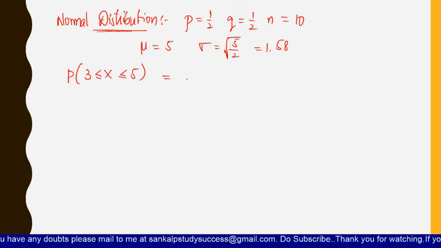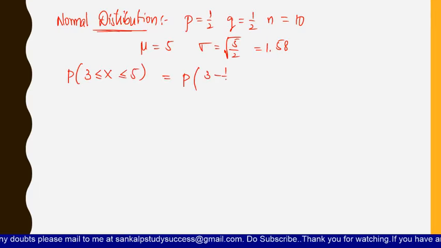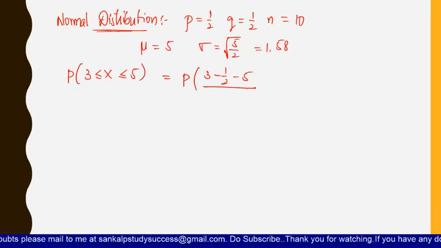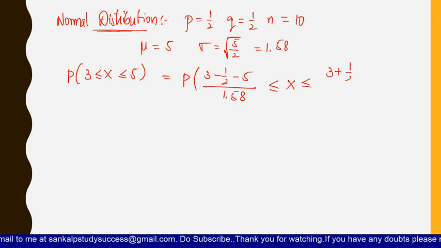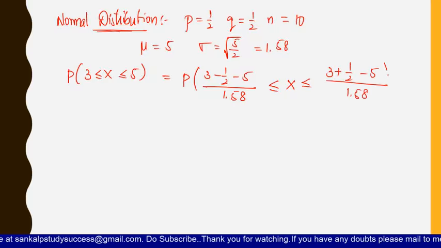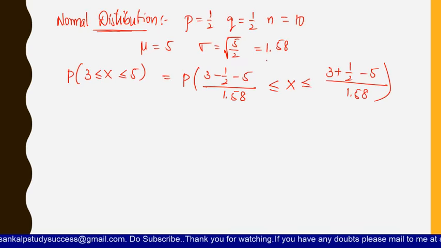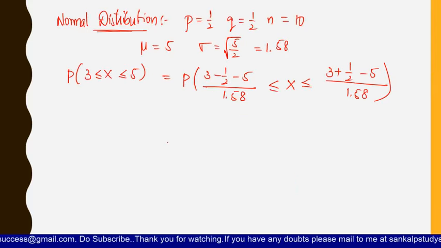So what is the formula? 3 minus half minus mu by sigma, which is less than or equal to x less than or equal to 5 plus half minus mu by sigma, right? Why is this minus half and plus half? We have seen it here. x minus 1 by 2 and x plus 1 by 2. So that is the reason we are subtracting half here and we are adding half here.